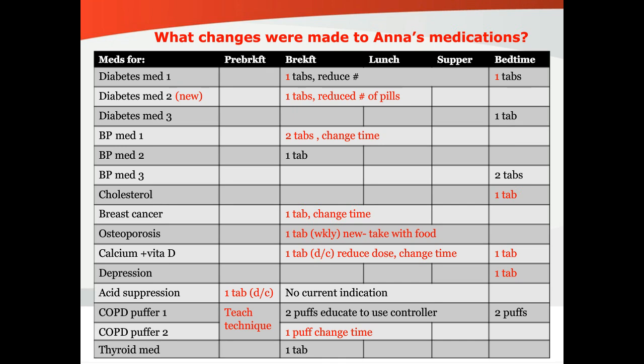For her blood pressure med number 1, she was taking it at lunchtime, and remember that time slot is where she often forgets. So we moved it to breakfast. She'll take it at breakfast, and so is blood pressure number 2, and blood pressure number 3 is unchanged. It's at bedtime, because Anna said, well, I most likely will remember if I take it at breakfast and bedtime. This is what we work with. And the cholesterol pill was being taken at lunch, and we moved it to bedtime because it's the best time to take it. And the breast cancer pill, we moved from supper to breakfast.